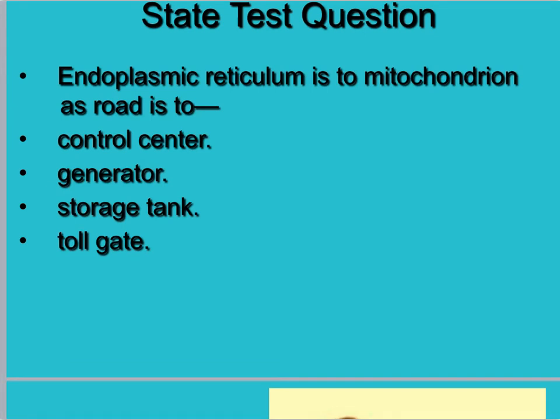Endoplasmic reticulum is to mitochondrion as road is to. Now this is the first time we've seen one of these questions, so I want to show you how to do it. First off, I notice I have two organelles here, and I need to figure out what it is asking for. It told me road. So which one does road go with, the ER or the mitochondrion? Hopefully you figured out road goes with mitochondrion.